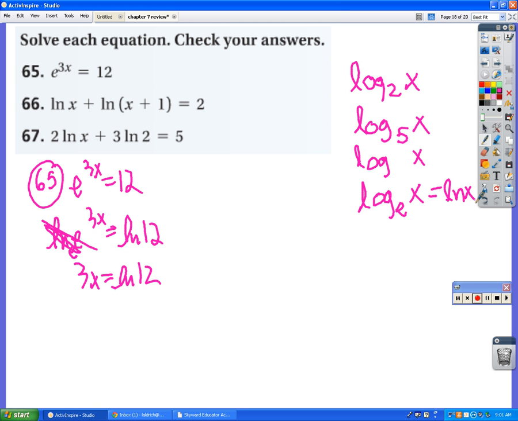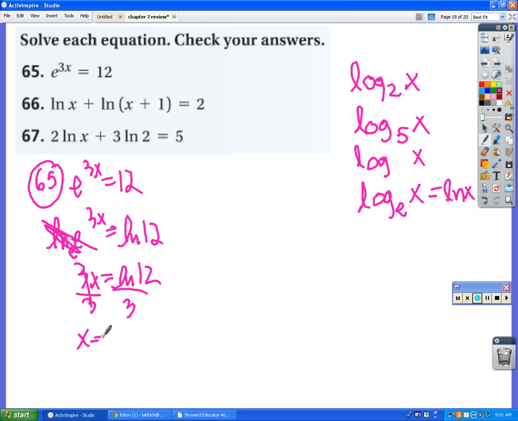How do I get the x by itself? Yeah, but how did an x divided by 3 become not an x? When you log both sides, that's what happens. The exponent comes in front. So it's going to be natural log of 12 divided by 3, which is 0.83. Natural log of 12, Miranda, close the parentheses.